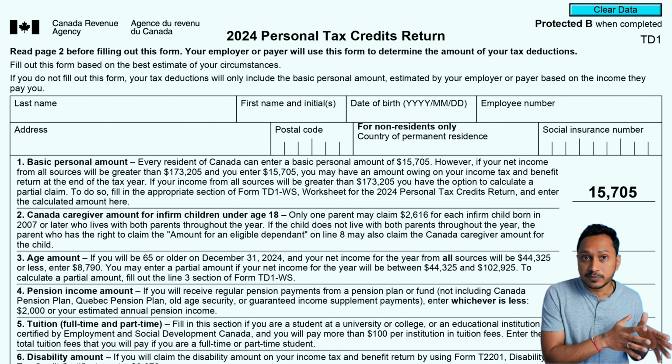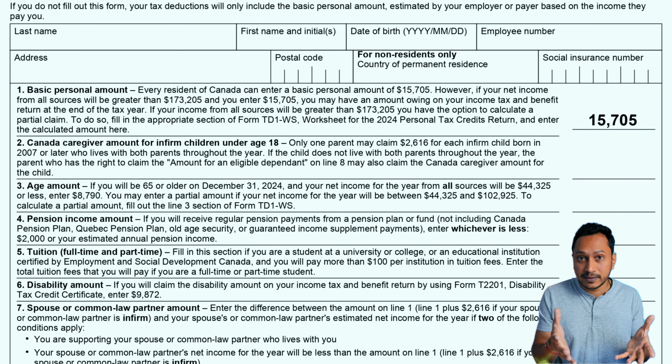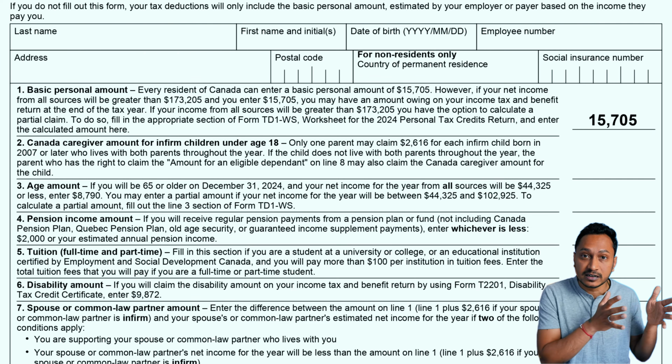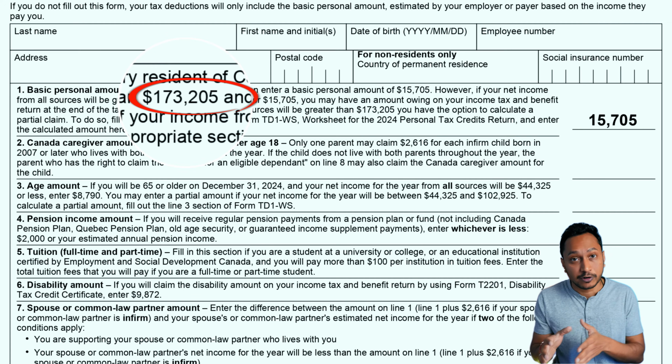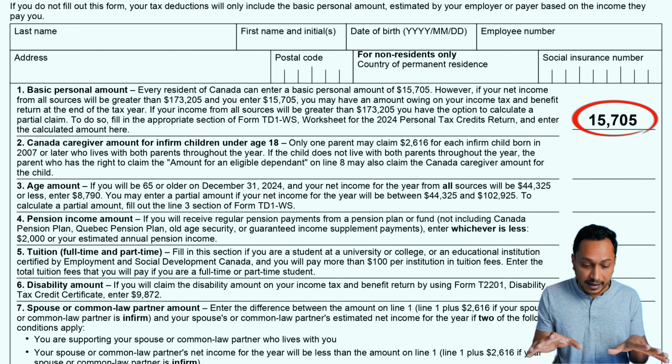The first one is the basic personal amount. Now I'm assuming because you are an international student, you are doing a part-time job. That means your salary is less than $173,205. So in that case, you can keep this $15,705 in box number 1.